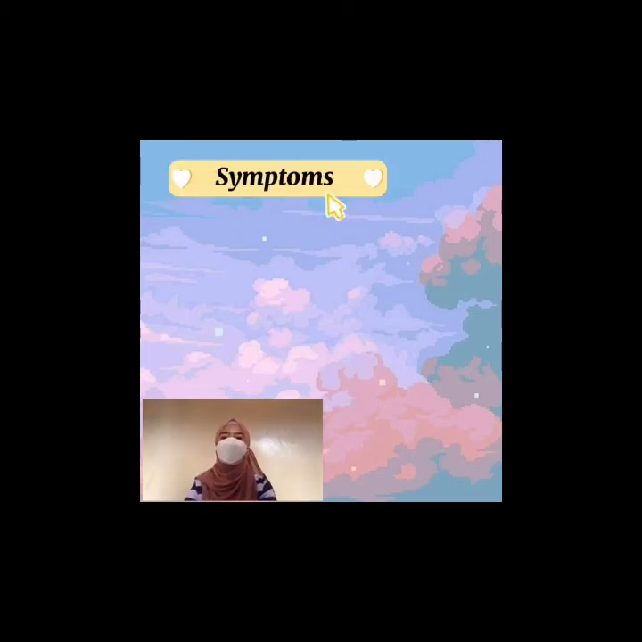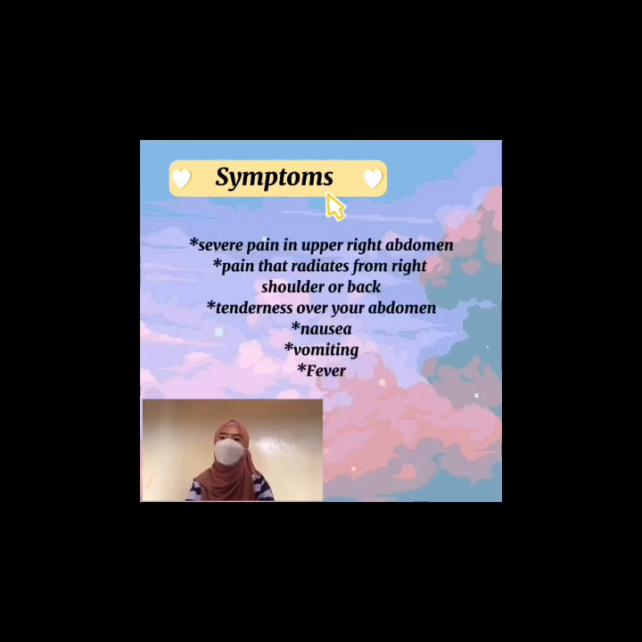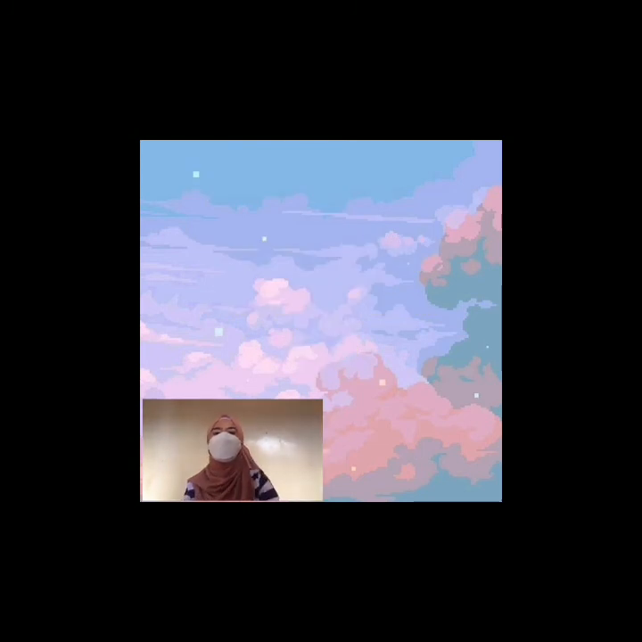Symptoms of cholecystitis. Signs and symptoms may include severe pain in our upper right abdomen, pain that radiates to the right shoulder or back, tenderness over our abdomen when it's touched, nausea, vomiting, and fever. Cholecystitis signs and symptoms often occur after a meal, particularly a large or fatty meal.